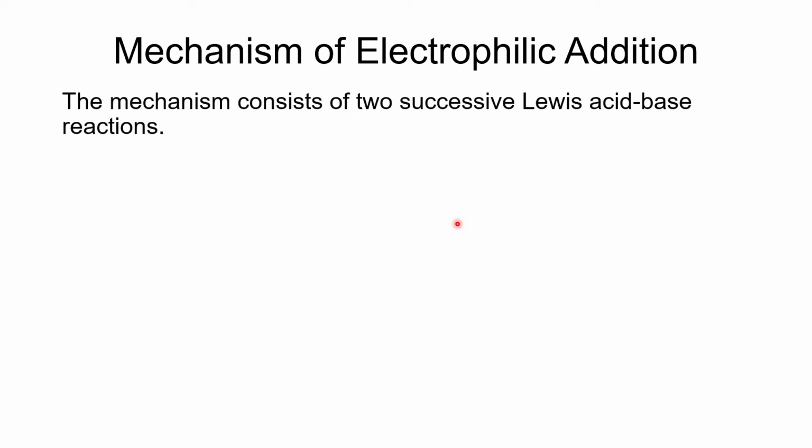Let's look briefly at the mechanism of electrophilic addition. It's very enlightening. It consists of two successive Lewis acid-base reactions. We can also think of it as two successive nucleophile-electrophile reactions, depending on how we want to look at these.